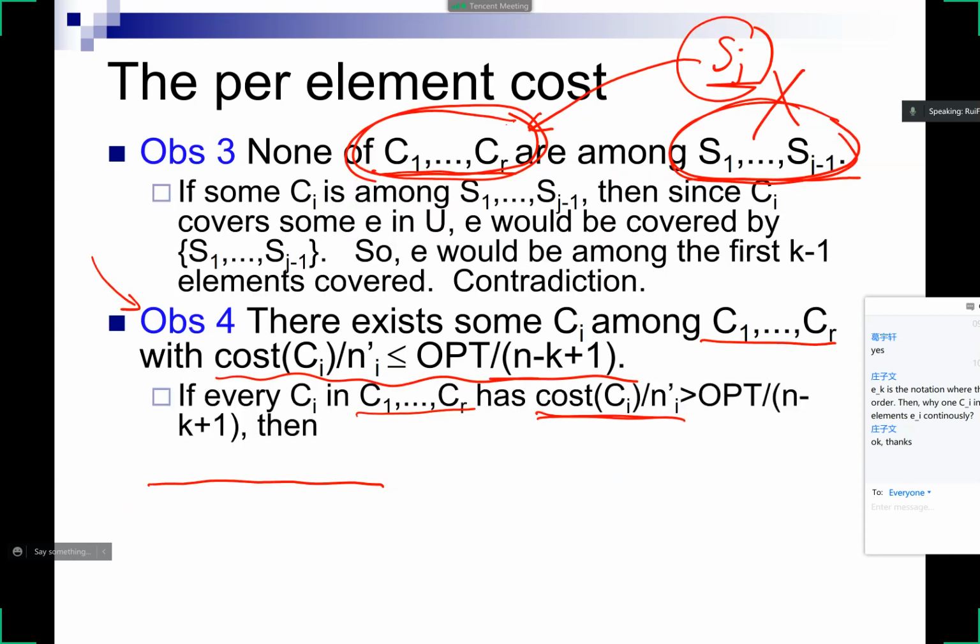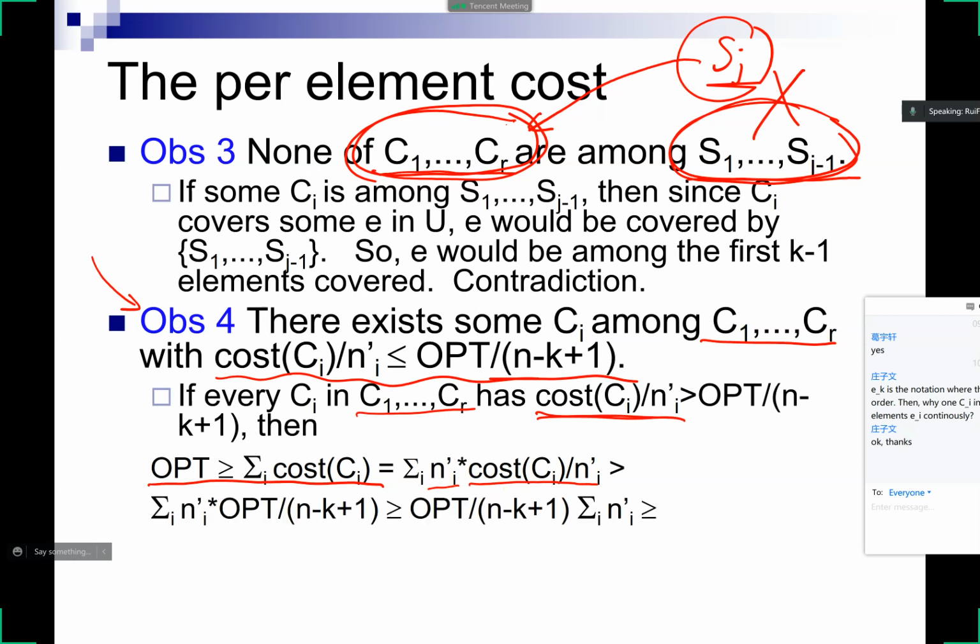And then also the sum of all of these C costs, well, you can just write this as the number of elements of U that the Ci covers, times the average cost per element. Okay, so you can write things this way. And now if you assume that all of these average costs are larger than opt divided by m minus k plus 1, then you can just do the substitution over here, and then after that, you can pull things out. So then you're going to get that this sum is going to be at least opt divided by m minus k plus 1 times the sum of all of these m prime i's.